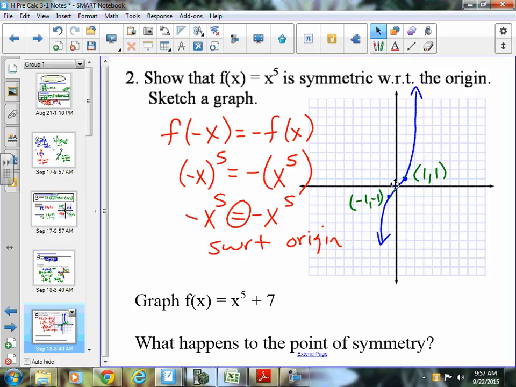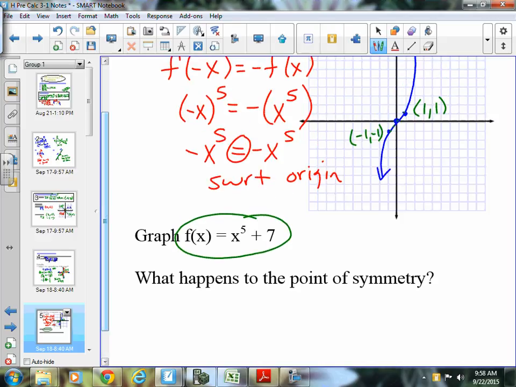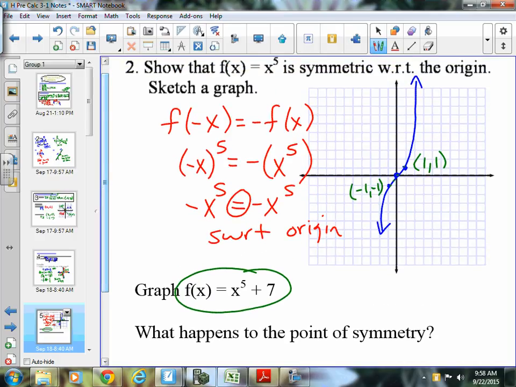All right, now what happens if you take parent graphs like x to the 5th and you do some translations? This is what I'd like you to look at. If you graphed x to the 5th plus 7, what does that do to your graph? What does a plus 7 do? Okay, make a sketch of that. Check it on your calculator if you need to. So pause if you need to. We're going to go up 7. That means 1, 1 would go up to 1, 8. Negative 1 would go up to 6. And we get our new graph.